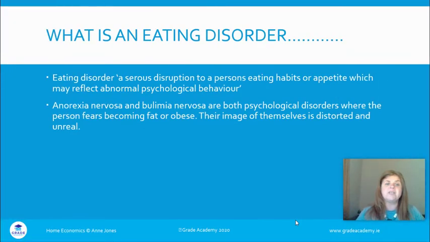So when we look at what is an eating disorder, it's a serious disruption to a person's eating habits or appetite, which may reflect abnormal psychological behavior. Anorexia nervosa and bulimia nervosa are both psychological disorders where the person fears becoming fat or obese. Their image of themselves is distorted and unreal. So while it manifests itself physically, it's actually a psychological disorder.